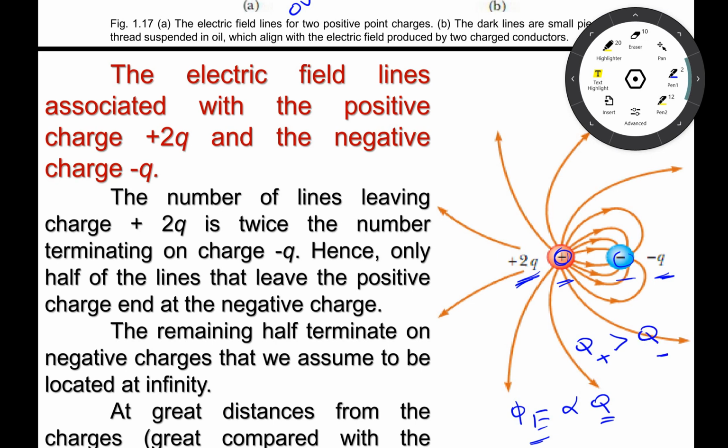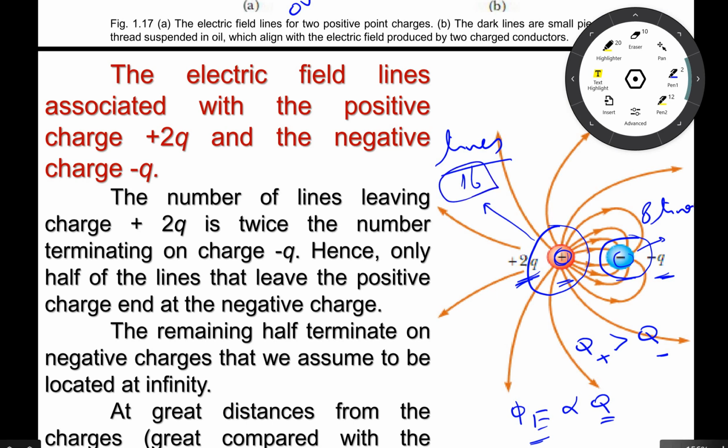So here the positive charge is greater than the magnitude of the negative charge. If you count the field lines around the positive charge, it will be more than the field lines around the negative charge. Actually, if you count the number of field lines around the positive charge in this figure, it will be 16 lines, but here it will be only 8 lines. So always the number of field lines is proportional to the value of the magnitude. The number of lines leaving a charge +2q is twice the number terminating on a charge -q.